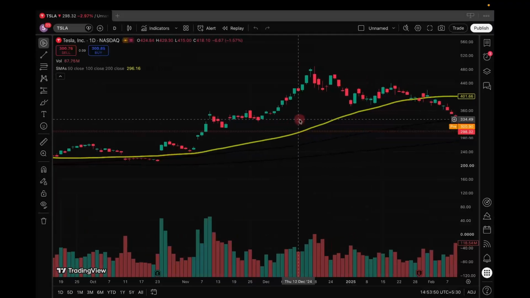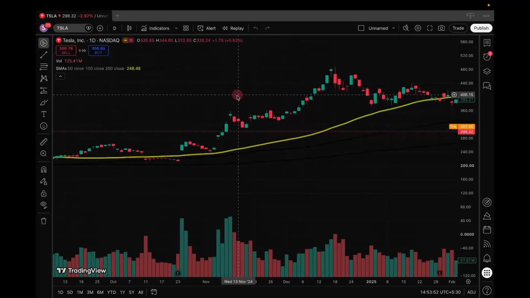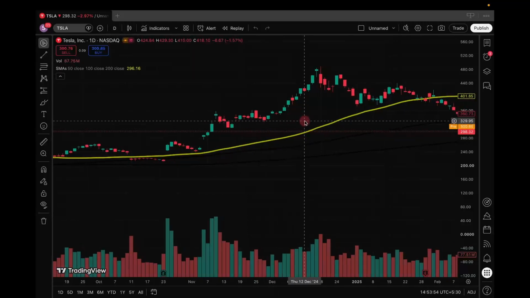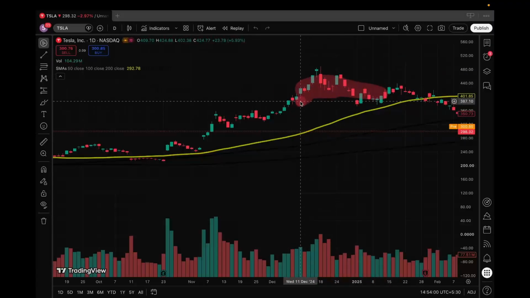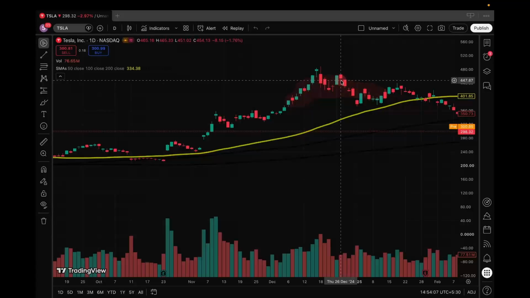Now, if I zoom into December 2024 to Jan 2025, right? So, this area right here, right? This area right here, price hit around $480, and this is where something started to change.